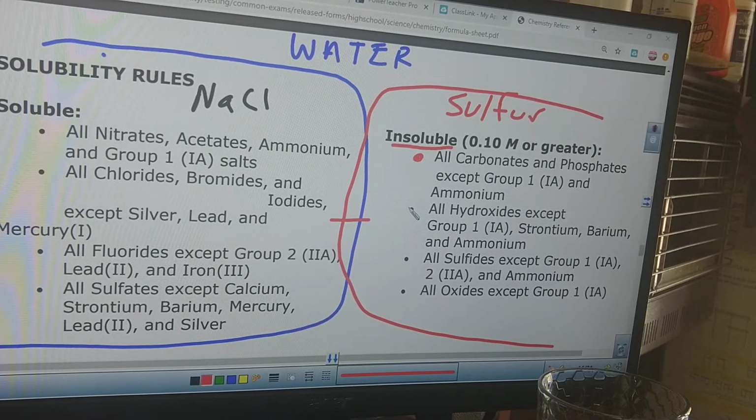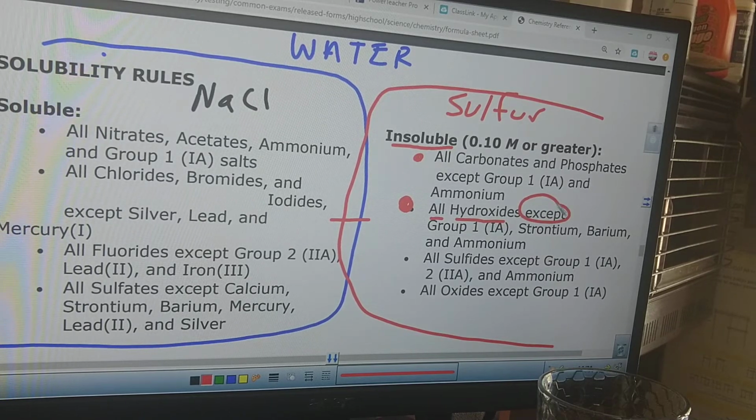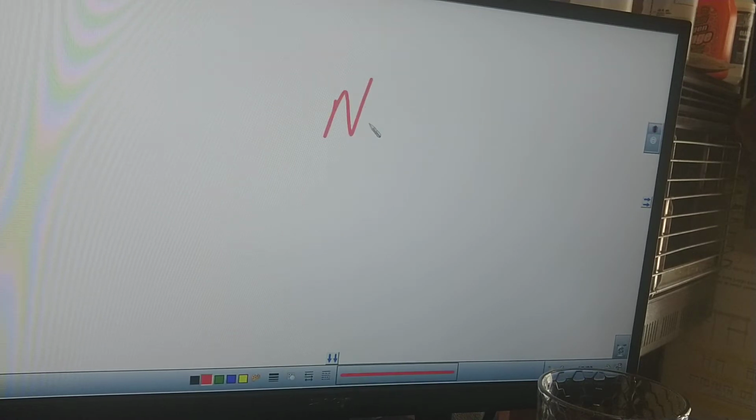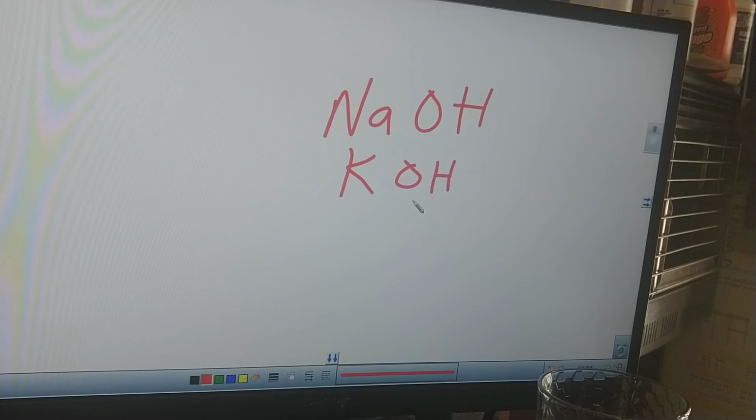Let's take a look at this second bullet point. All hydroxides are insoluble except group 1, strontium, barium, and ammonium hydroxides. Group 1 hydroxide. What would that mean? It would mean sodium hydroxide. It would mean potassium hydroxide. It would mean cesium hydroxide. It would mean, if this is possible, you'll never see it, francium hydroxide.